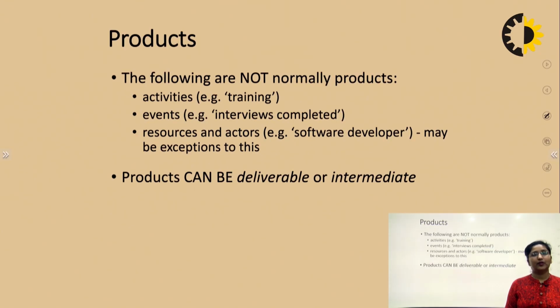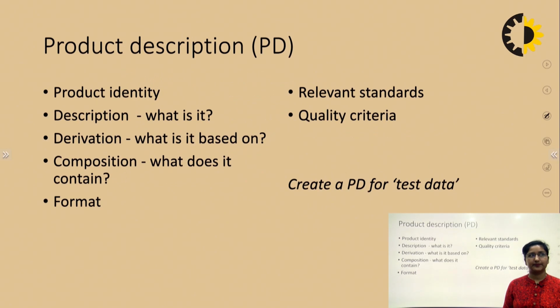So what cannot be products? Activities like training are not part of the product. Interviews, that is events, are also not part of the product. Resources, the actors, are exceptions to it, but they are not part of the product. They are used to make this particular product, but they are not the product. So we can say that products can be deliverables or intermediates. For that we need a PD, that is a product description.